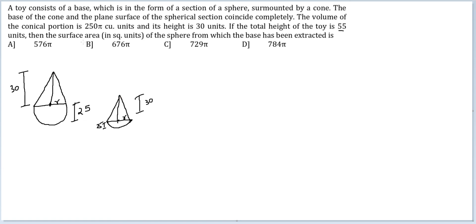Can we get the base radius now because we are told the volume of the conical portion? So 1/3 πr² into 30 is equal to 255. So π and π will also get cancelled, 10 and 0 will also get cancelled. So r² is equal to 25 or r is equal to 5. Okay, the base radius of the cone and the section of the sphere that is cut off will be 5.